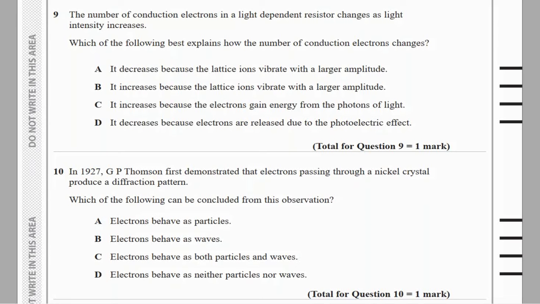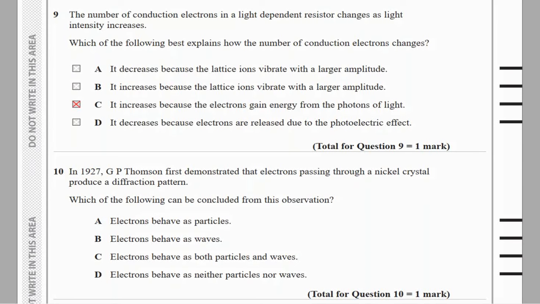What happens is, when the light dependent resistor is in the dark, electrons are generally in the valence band, and when light intensity increases, electrons gain energy and jump to the conduction band. So the answer should be conduction electrons increases. Why? Because now the electrons are in the conduction band. So the answer should be C.